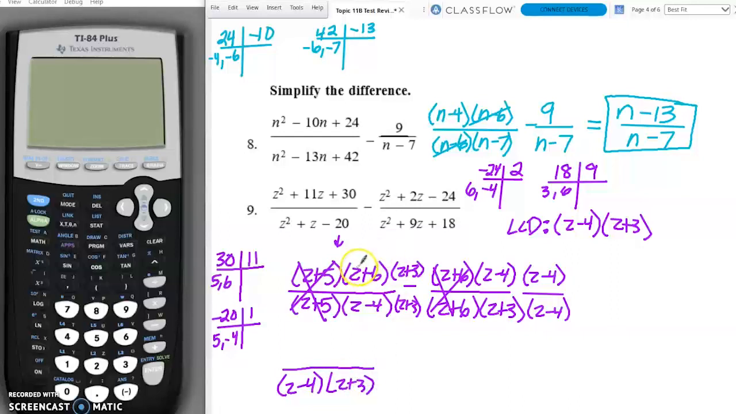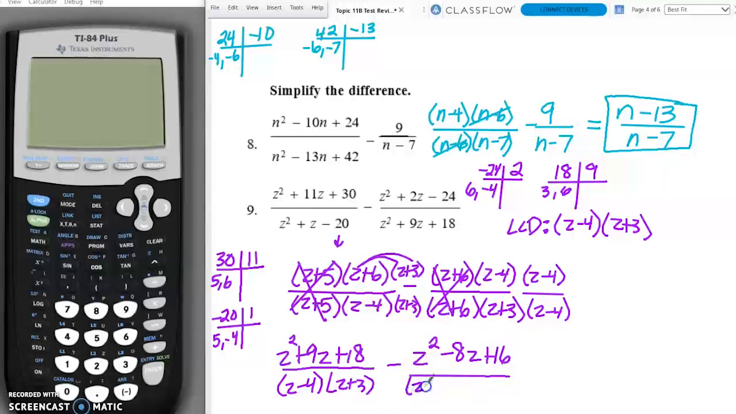My numerator on this one, remember I got to FOIL this guy. So that's going to be z squared plus 9z plus 18 minus, and then z minus 4 times z minus 4 is going to be z squared minus 8z plus 16 over, and again, that same common denominator now.